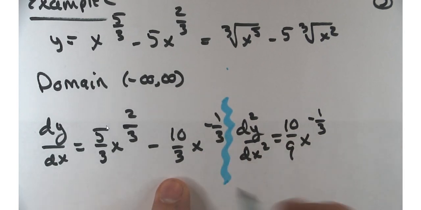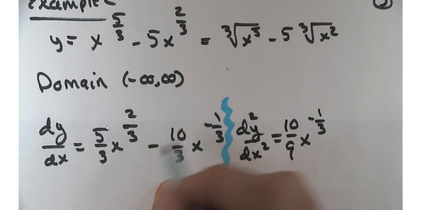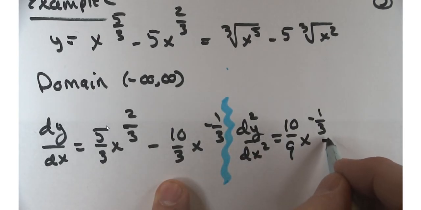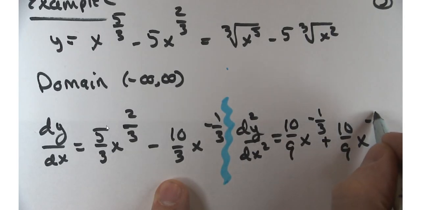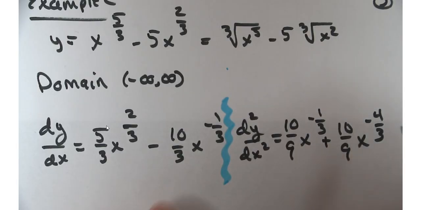Aram, what about the next term? What are we going to get here? Plus 10/9 x to the negative 4/3, right? Because you're going to take 1 minus 1/3.